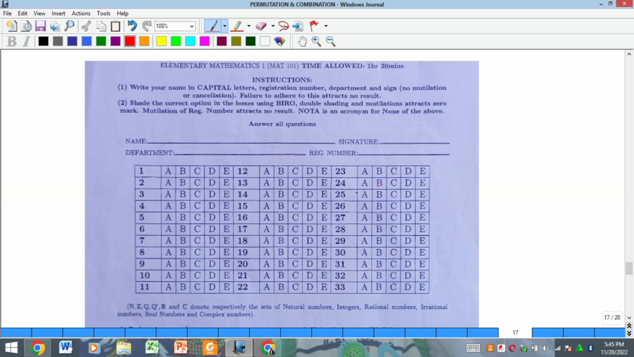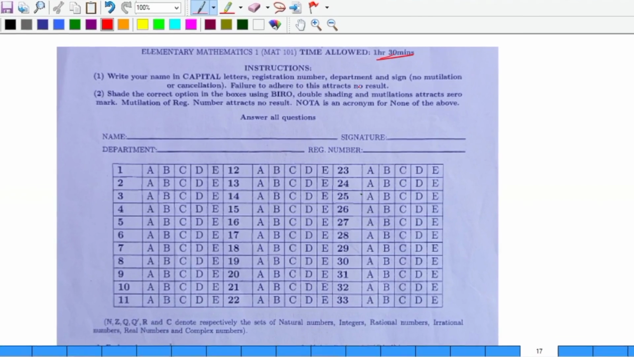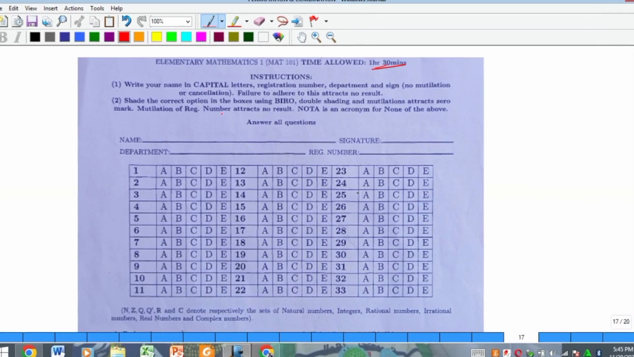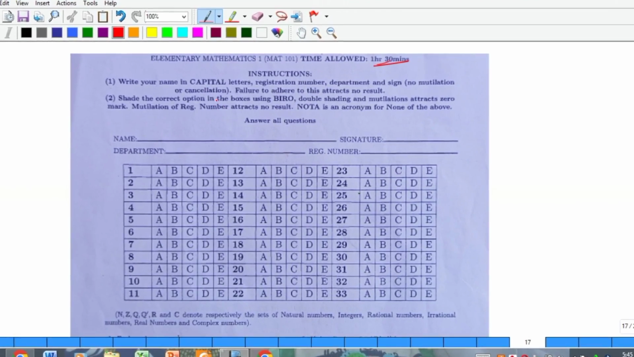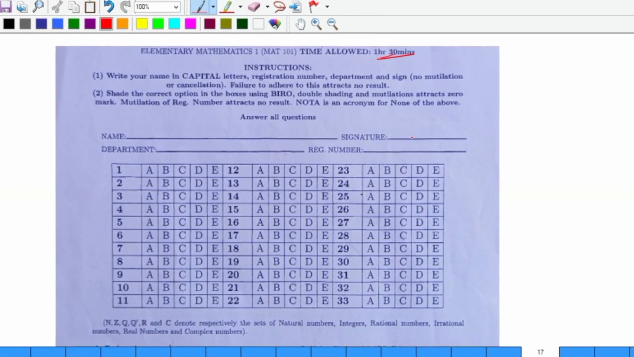So I decided to also bring the instruction part. The exam is supposed to be for 1 hour 30 minutes, and then look at the instruction here, which says we should fill in these spaces with capital letters. So it's very important you take note of that. Then your signature and all of that.